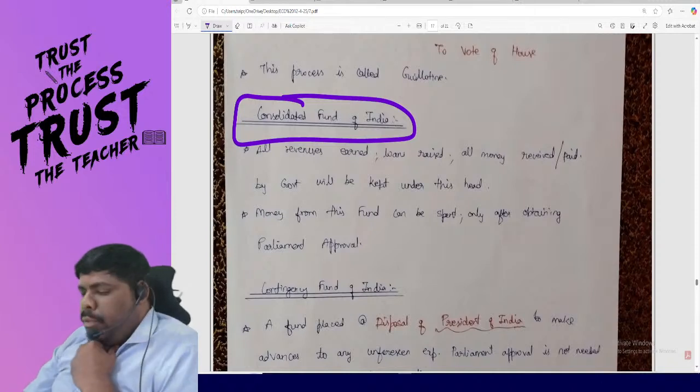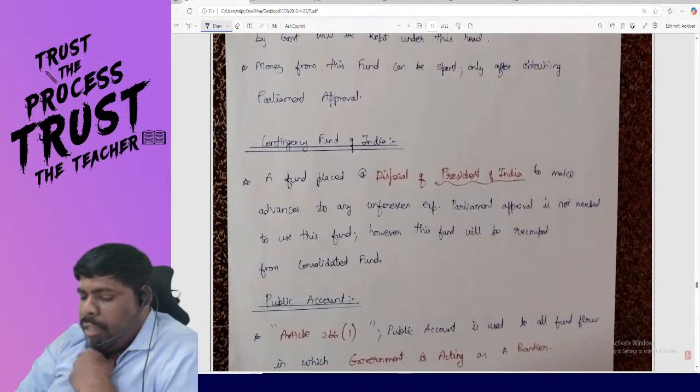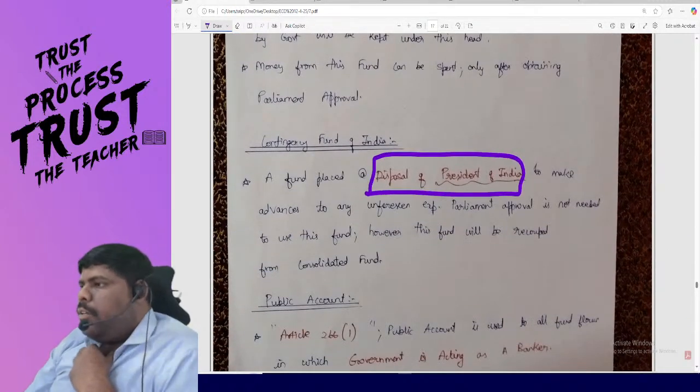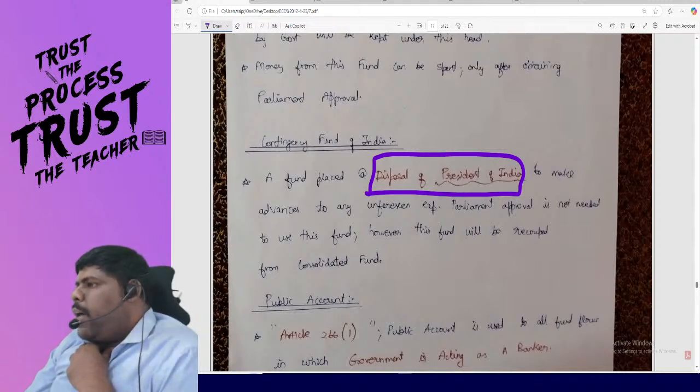You need Parliament approval. Whereas to take money from this one, it is the President who has to decide whether to give money or not. Reason is very simple. Parliament will be normally taking place at certain times. குறிப்பிட்ட டைம் மட்டும் தான் பார்லிமெண்ட் நடக்கும்.